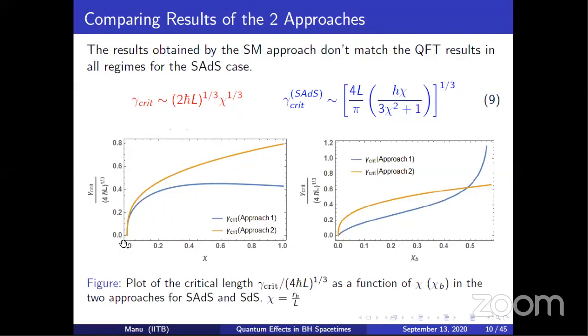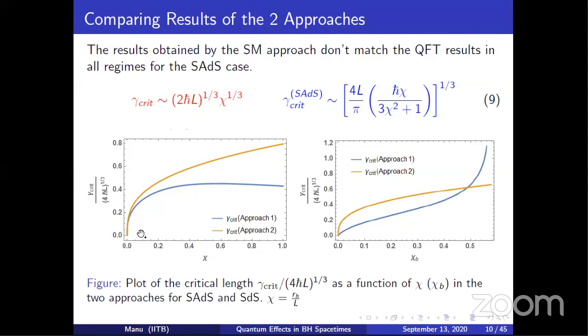So what happens is that we see that the two approaches, when chi goes to zero, it also means it is the limit in which L is going to infinity. L is the AdS length scale. Now, once L is going to infinity, it means our black hole is going to the Schwarzschild black hole limit. So in the Schwarzschild black hole case, both the results are exactly matching.